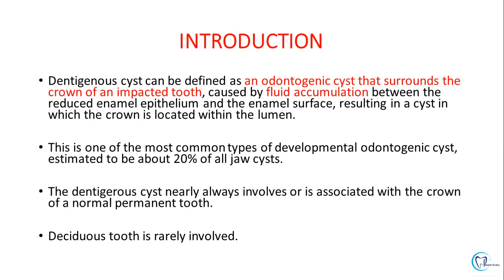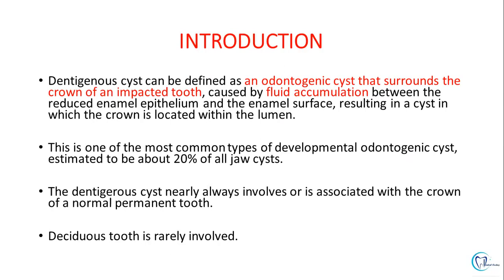Starting with the discussion of dentigerous cyst, it can be defined as an odontogenic cyst which surrounds the crown of an impacted tooth. The sine qua non for dentigerous cyst is the presence of an impacted tooth in association with the cyst. This cyst is caused by fluid accumulation between the reduced enamel epithelium and the enamel surface, which results in the formation of a cyst in which the crown is located within the cystic lumen.